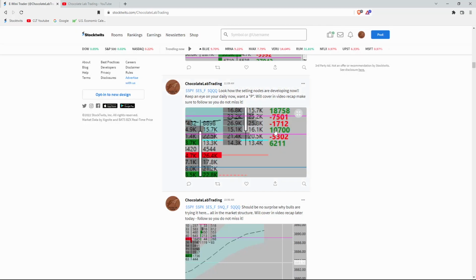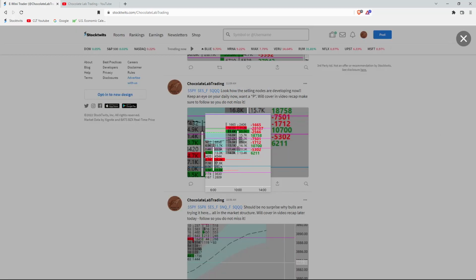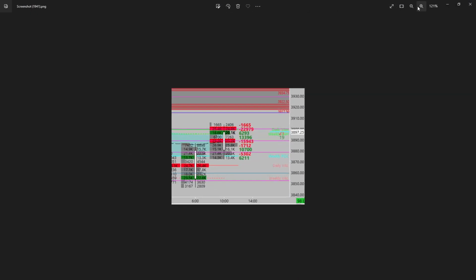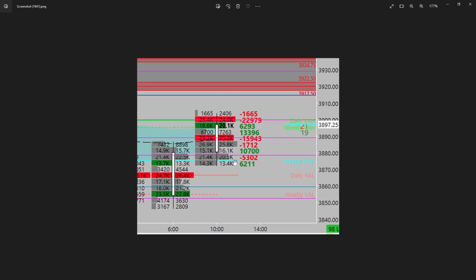Look how selling nodes are developing now. So now we could clearly see that this distribution is becoming prettier. So our eyes are strictly on the tape. We're looking for our clues for a possible entry.